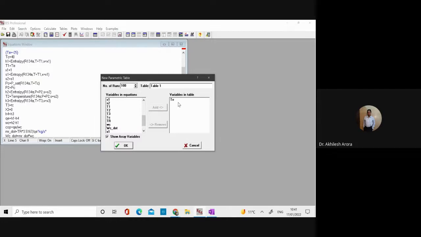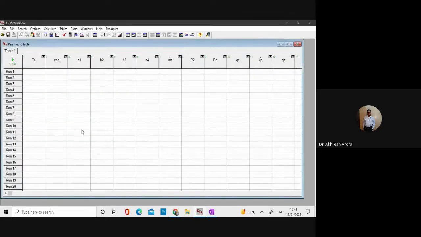I have chosen T here, and then I can choose COP. I can choose all the other values, whatever values are remaining. Now I'm choosing all of these, adding them so that I can see all the parameters. I press OK. So what do you see here? A parametric table has been formed here with 100 runs. So actually, this software will be calculating the value of COP 100 times.